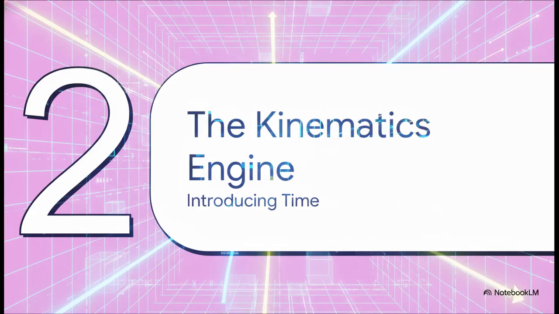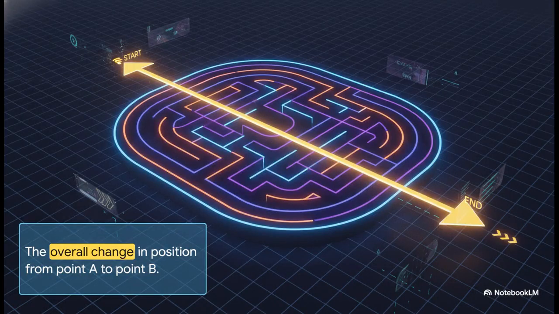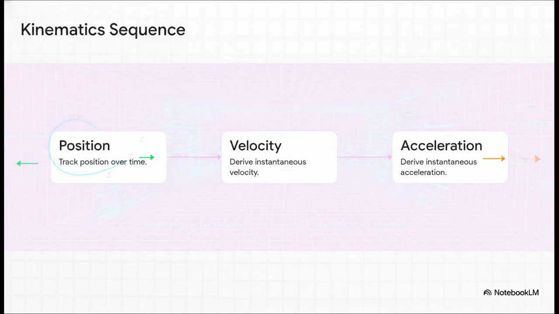Section 2, the kinematics engine. Introducing time. All right, we start things off with a displacement vector. This simply tracks your overall change in position, and it completely ignores the actual path you took. So think about it. If you wander through a complicated maze for 3 hours, but you end up exactly 2 meters north of where you started, well, your displacement is literally just an arrow pointing 2 meters north. Oh, and importantly, this is always relative to your starting frame of reference. I mean, if someone was walking right alongside you the whole time, your motion relative to them would look completely different. So let's see how this all builds together.